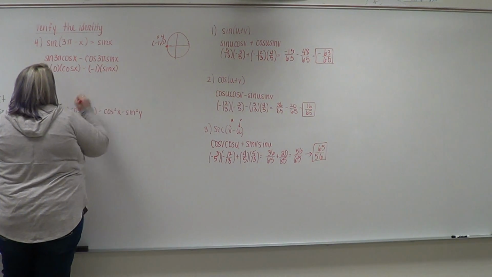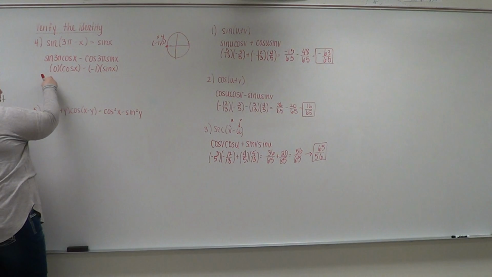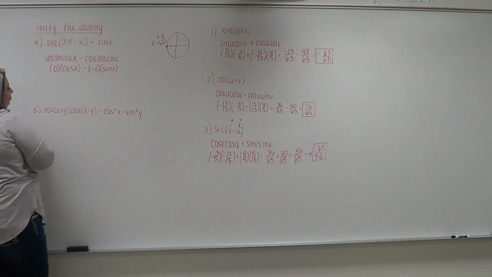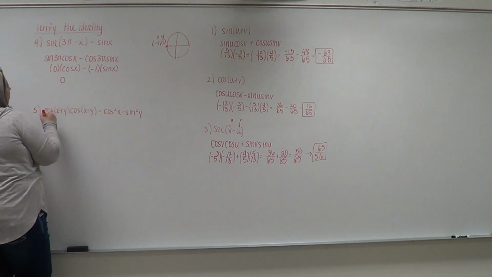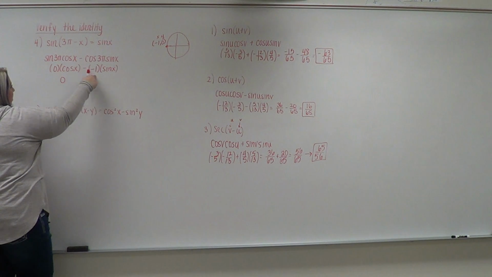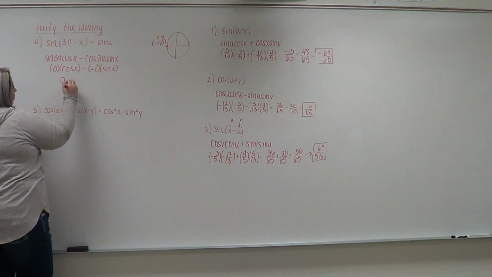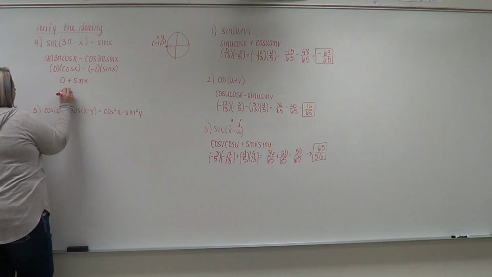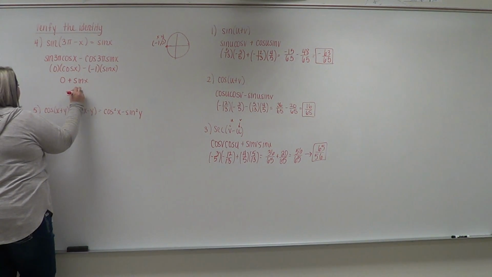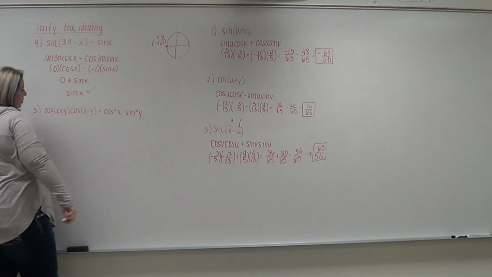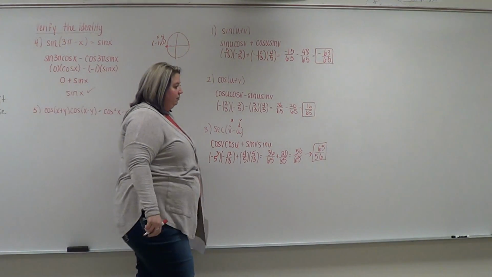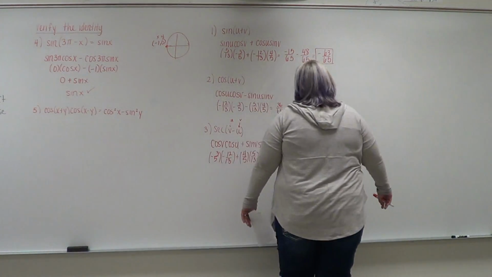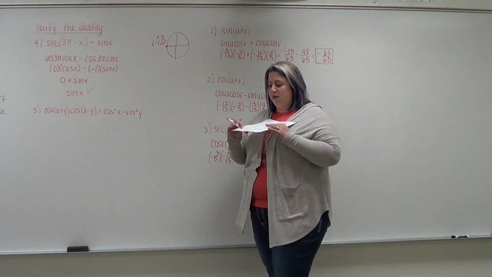So what's 0 times cosine? Zero. Negative, negative makes a positive, right? Times sine would be plus sine. What's 0 plus sine? Sine. That's what you wanted, right? Yep. So you're done. So we're proving, but we're using sum and difference formulas.